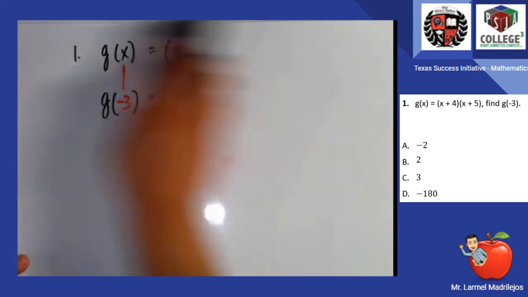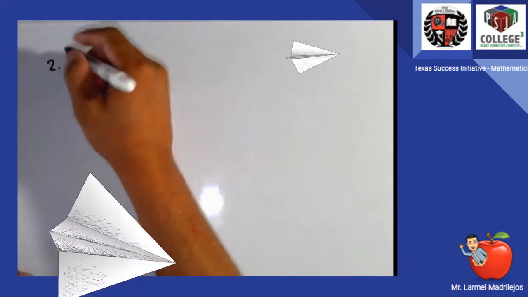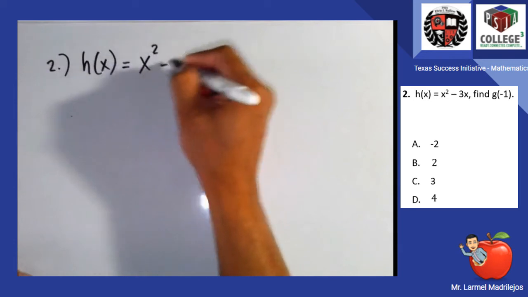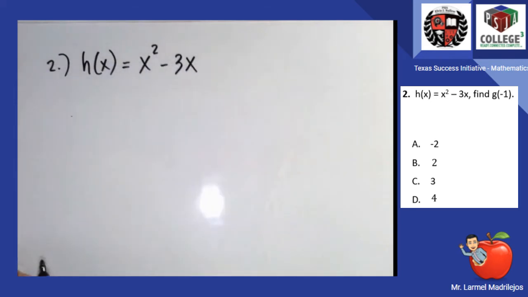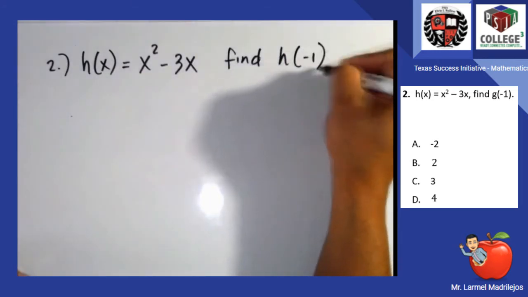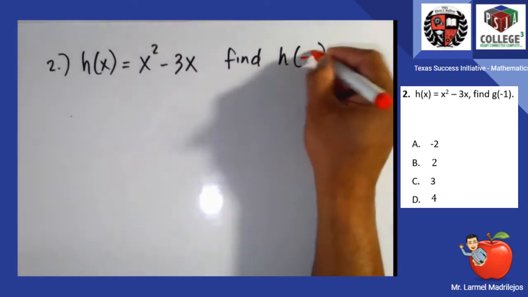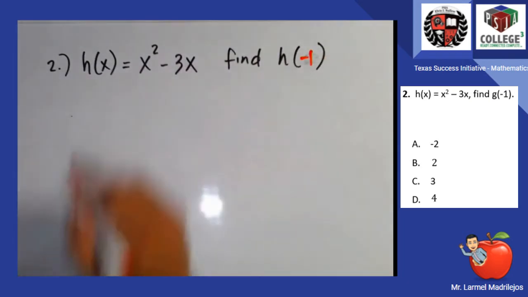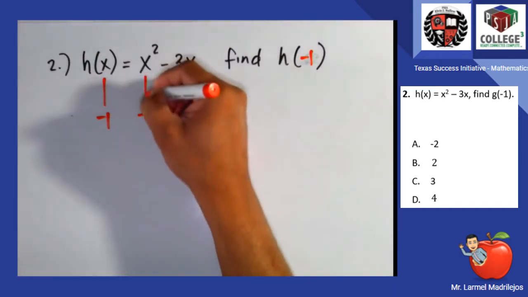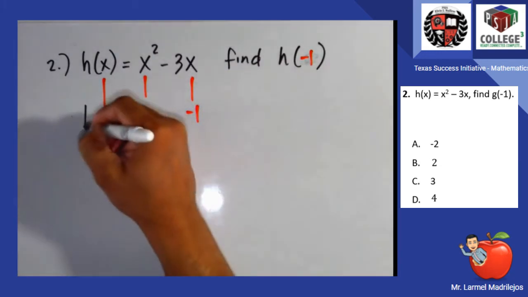Next question. Number 2. H of x is equals to x squared minus 3x. Find H of negative 1. We're going to do the same thing. So let me change this color here, negative 1. Whenever you see x, you substitute negative 1. Negative 1 there. Negative 1. And I'm going to rewrite the equation.